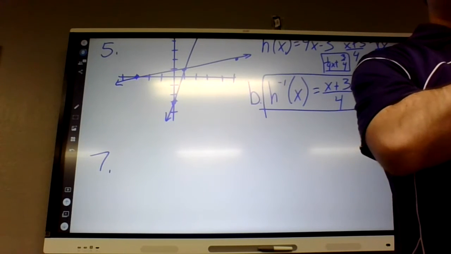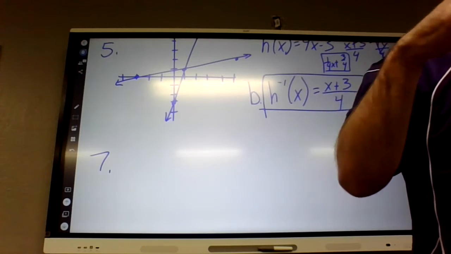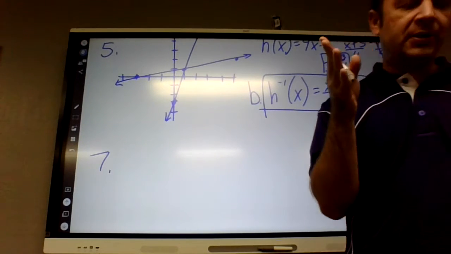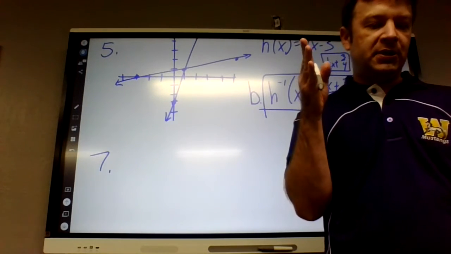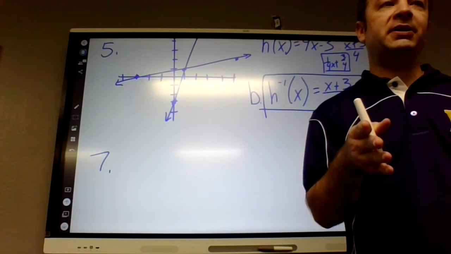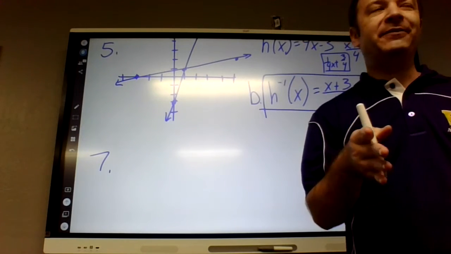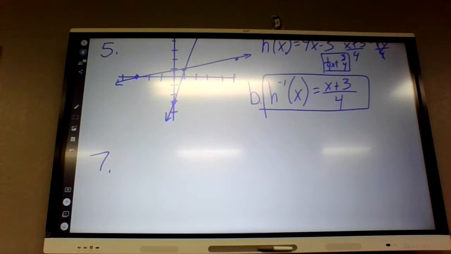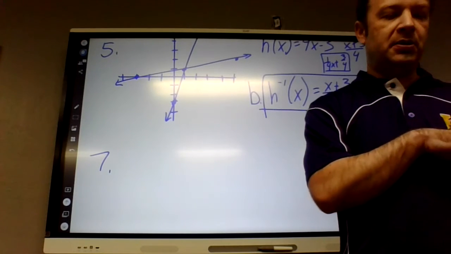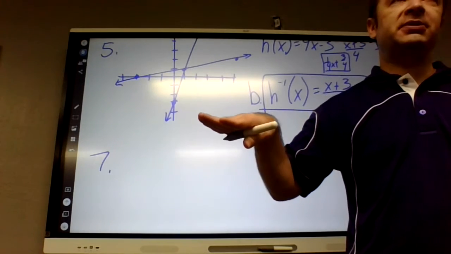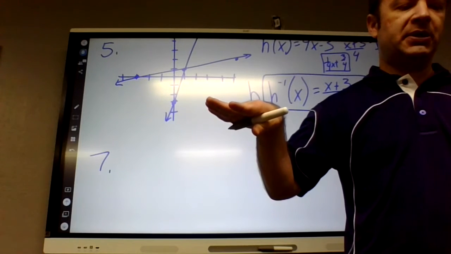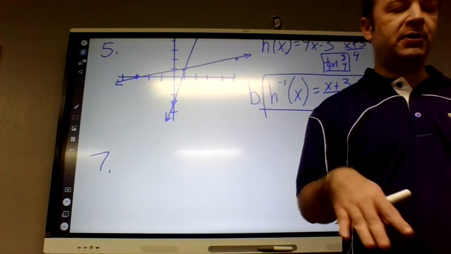Which test? Horizontal. So, is number 7 a function? Yes, because it passes the vertical line test. But is its inverse a function? Does it pass the horizontal line test? If you draw a horizontal line anywhere, does it hit more than once?